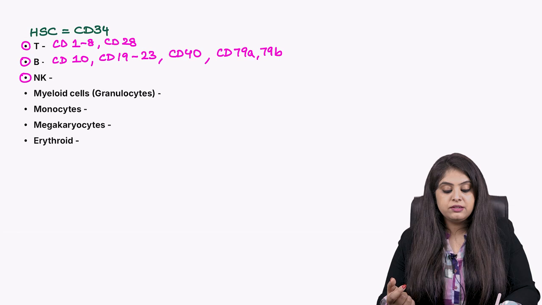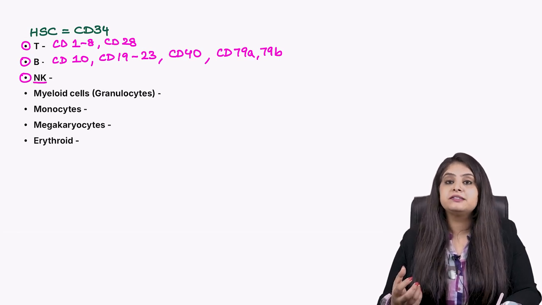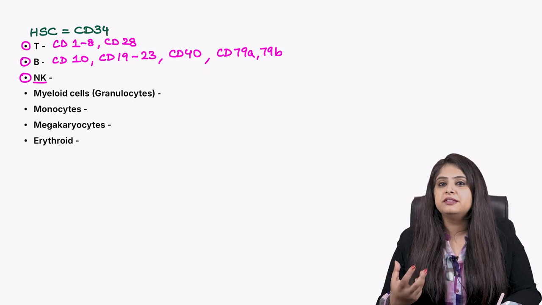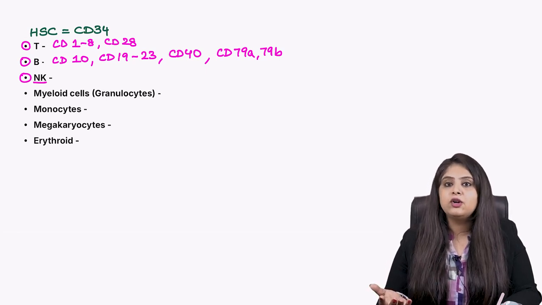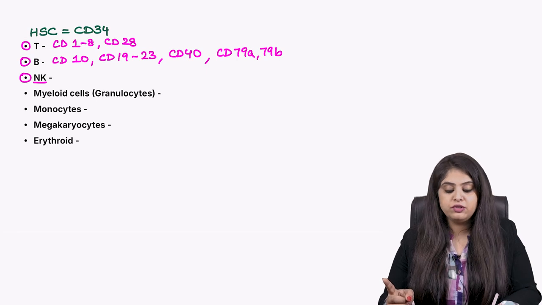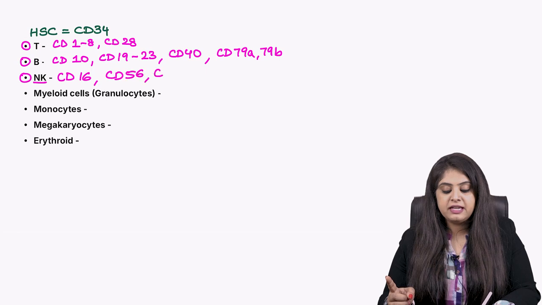Coming to natural killer cells. Natural killer cells, we call it as a very, very powerful wrestler. Natural killer. It can naturally kill all the virus particles. You've read this in immunology. So it is going to be CD16, CD56 and CD94 positive.